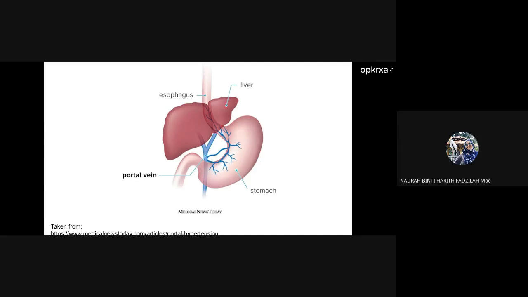If you can see here, portal vein tu dia ada pecah dua. Satu pergi ke kiri, satu pergi ke kanan. Since our liver has two lobes, ada dua komponen berbeza lah. Okay, now let's take a look at lacteal.